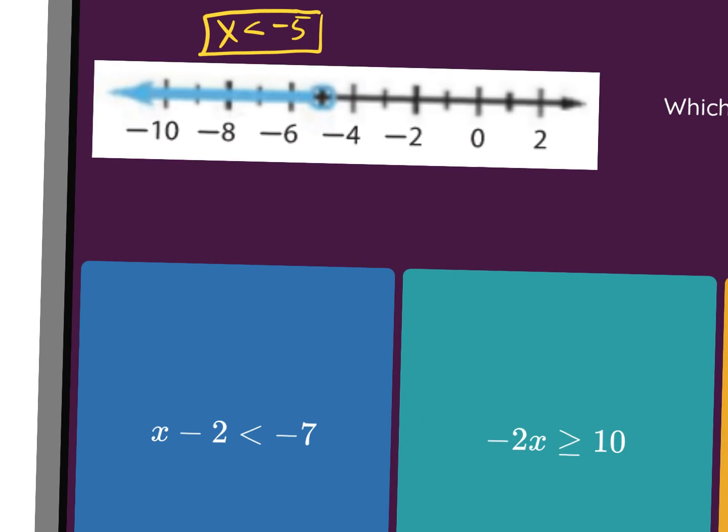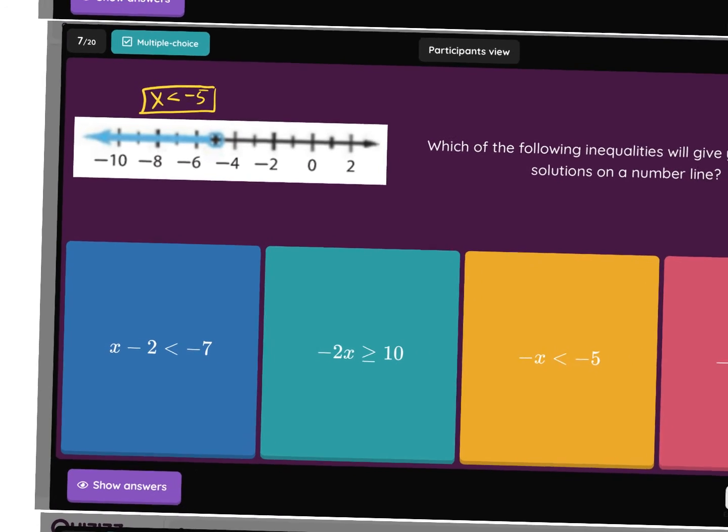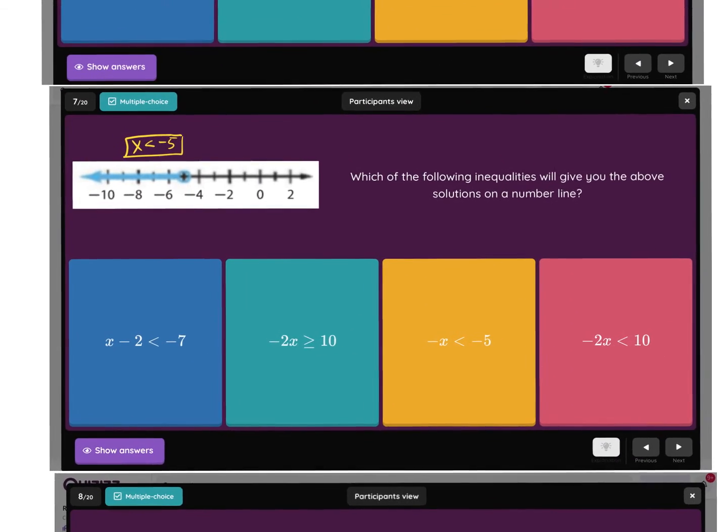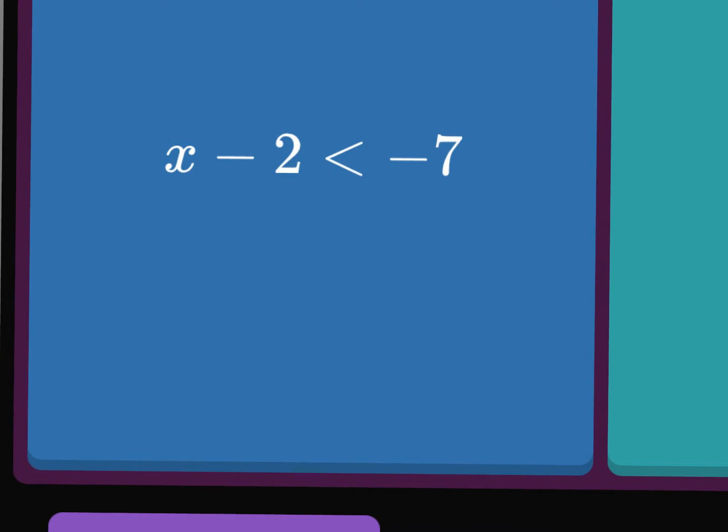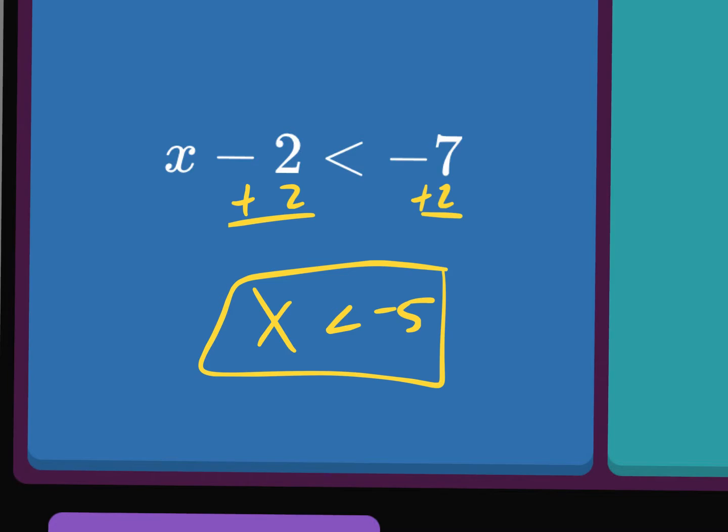But if we look at these answer options, they don't even give that. They are all unsolved inequalities. So we actually have to go through and solve each of those one-step inequalities. On this first one, you would solve it by adding 2, and x is less than -5. That's the answer to that first option.